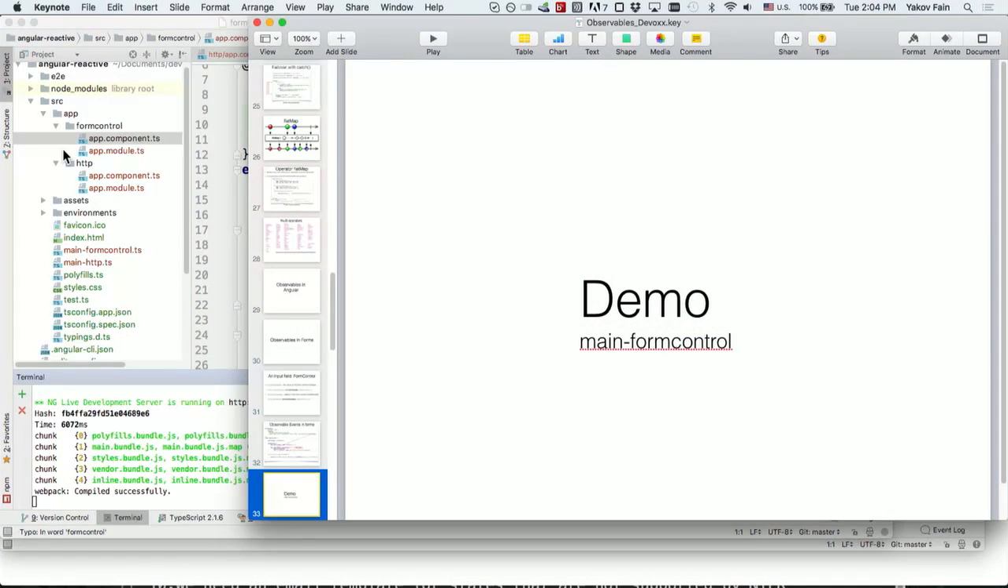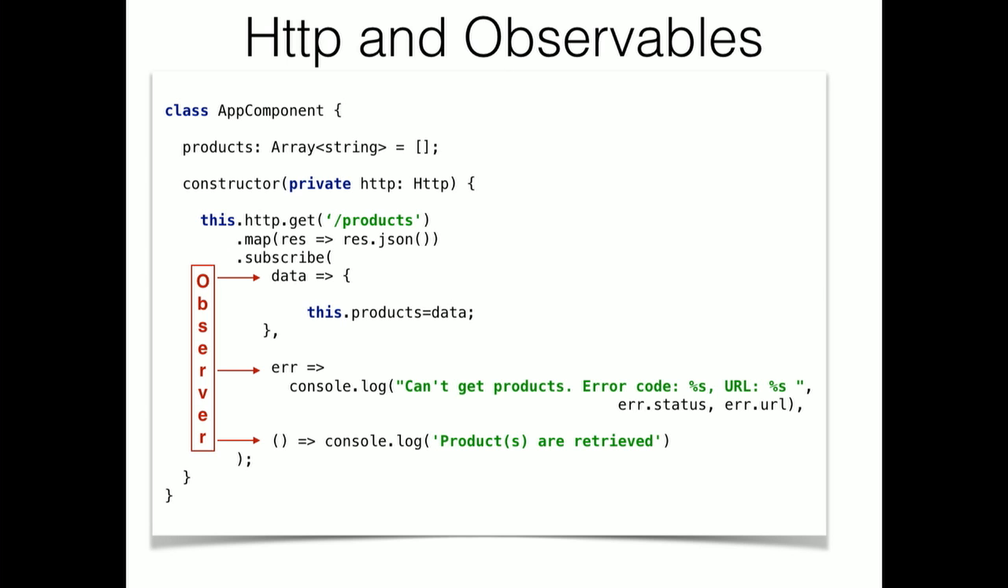Now let's take a look at another example. HTTP. Of course, we want to handle HTTP requests. HTTP calls in Angular, by default, return an observable. Every HTTP request. If you are more familiar with promises, you can stick to promises and take the observable and do toPromise. But I don't see a reason for that. So let's take a look at this example.